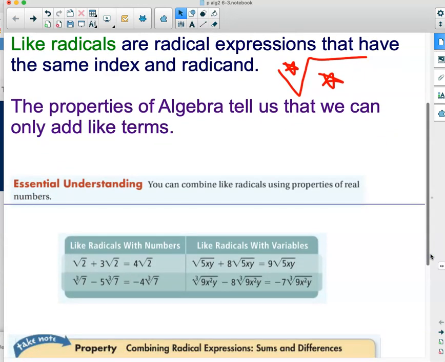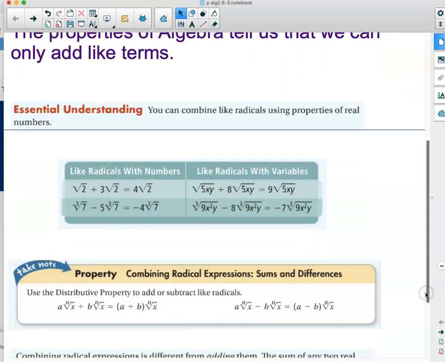Essential understanding for today: you can combine like radicals using properties of real numbers. So, if we see like radicals, how are we going to know they're like? They have the exact same index and radicand, the number that's underneath. And then we just think, okay, this is like a label. Square root of 2 plus 3 square roots of 2. Well, if I had 3 and I added another one, now I have 4 of them. 1 square root of 2 plus 3 square roots of 2 is 4 square roots of 2.